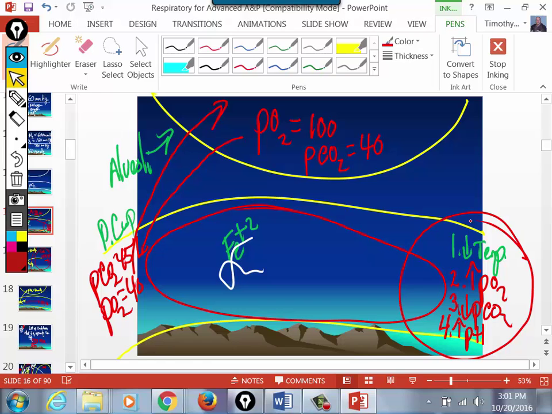Yeah, it will increase pH because CO2 is in the gas. Yeah, so I did that right.